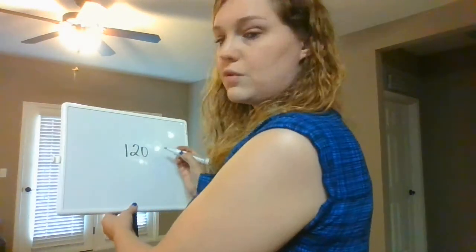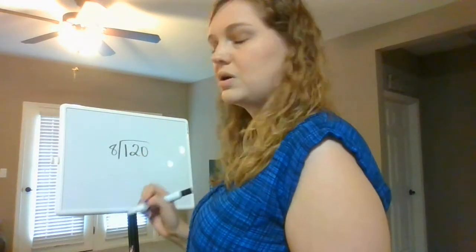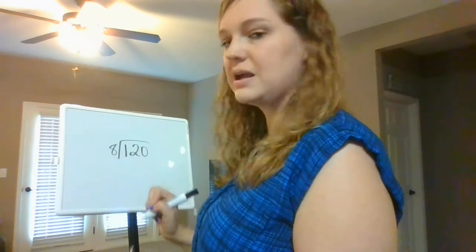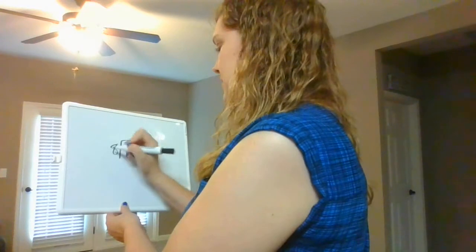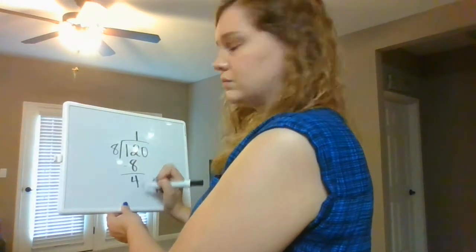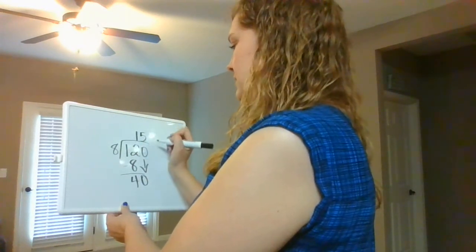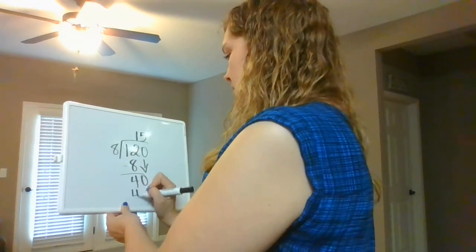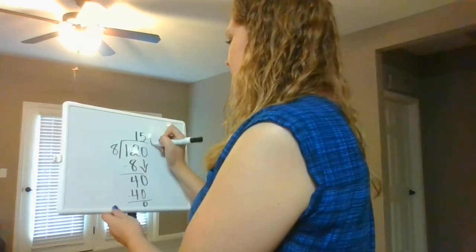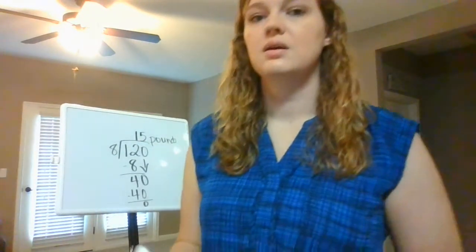That's how many days we're looking for, divided by 8 because it eats a pound of lettuce every 8 days. We want to know how many pounds it's going to eat in 4 months or 120 days. So 12 divided by 8 is 1. 1 times 8, 8. 12 minus 8, 4. Bring down the 0. 40 divided by 8 is 5. 5 times 8, 40. 40 minus 40 is 0. So it would eat 15 pounds of lettuce in 4 months.